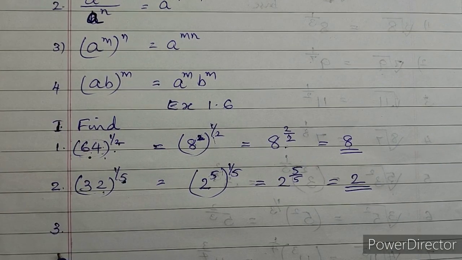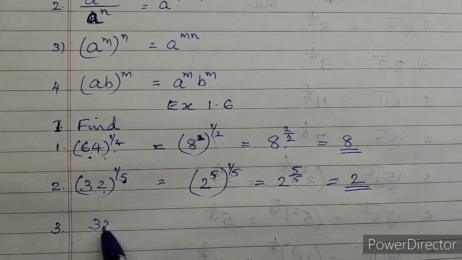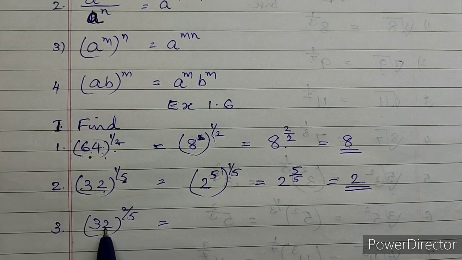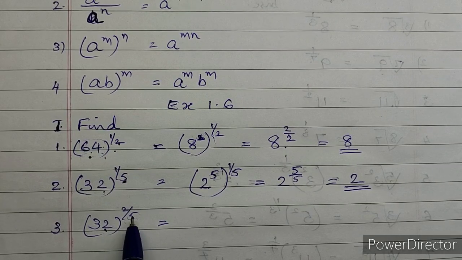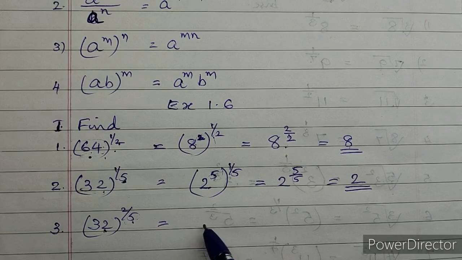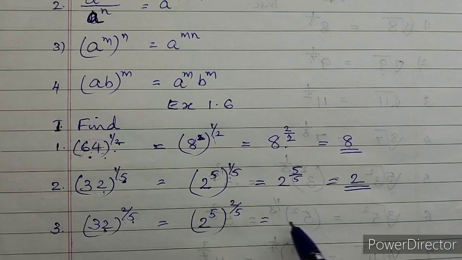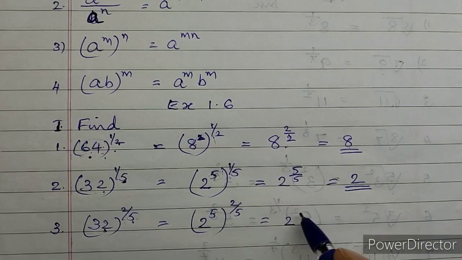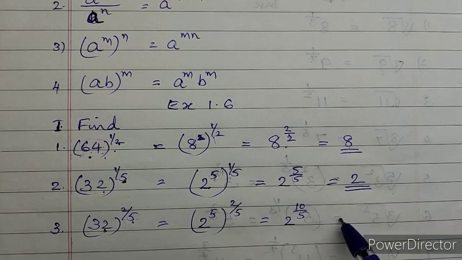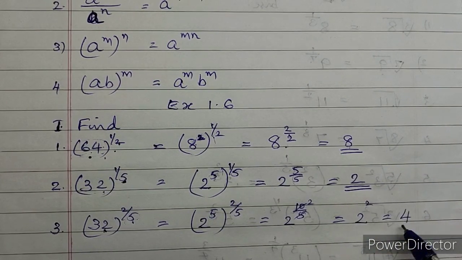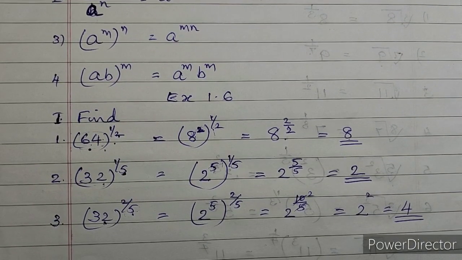Next sum, 32 to the power of 2 by 5. Similar sum only. So for 32, the exponent's denominator is 5. So you have to change 32 to some number to the power of 5. So you know that it is 2 to the power of 5 whole to the power of 2 by 5, which is equal to 2 to the power of 5 2s are 10 by 5. Cancel it, 2 to the power of 2, which is equal to 4. So this is the way of doing this simplification.